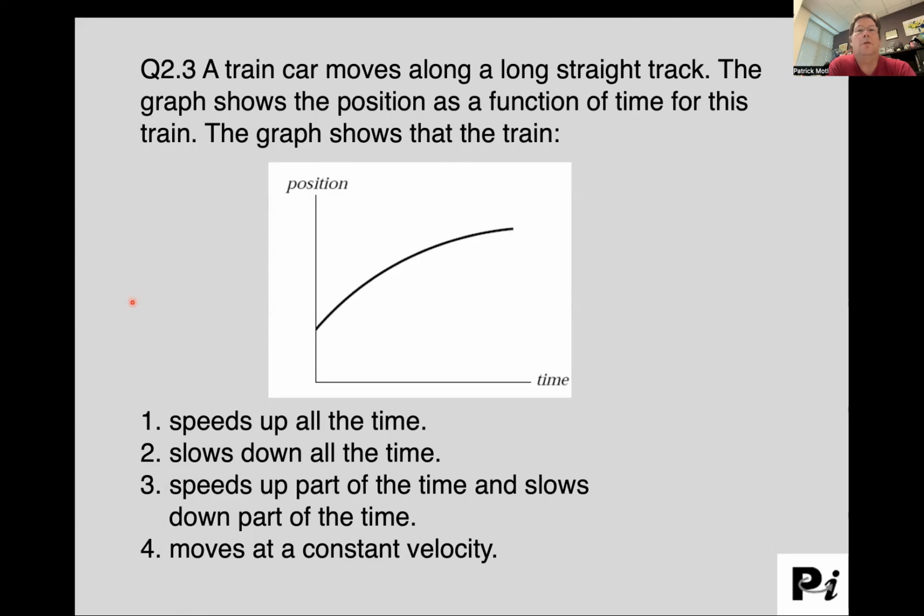So this first question, I have a train car moves along a straight track. The graph below shows the position as a function of time for this train. The graph shows the train: is it speeding up all the time? Is it slowing down all the time? Speeds up part of the time and slows down part of the time, and moves at a constant velocity. So think it through, talk it over with other folks in the class if you can, and then when you're ready, resume the video and see what the answer is.